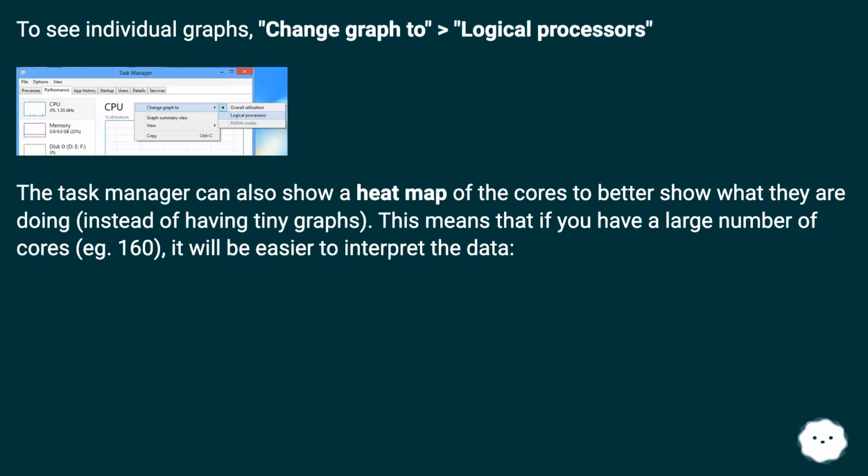The Task Manager can also show a heat map of the cores to better show what they are doing instead of having tiny graphs. This means that if you have a large number of cores, for example, 160, it will be easier to interpret the data.